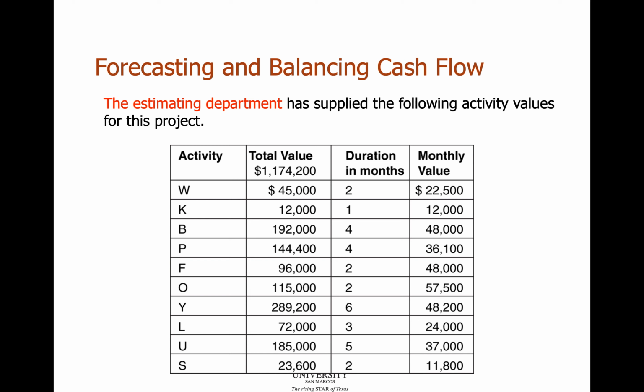Then we can just divide those two numbers into themselves to figure out the monthly value. So W costs $22,500 per month. K is $12,000 per month, and so forth. So we figured all of those out, and this is that process I'm discussing where I've linked the activities to the cost.